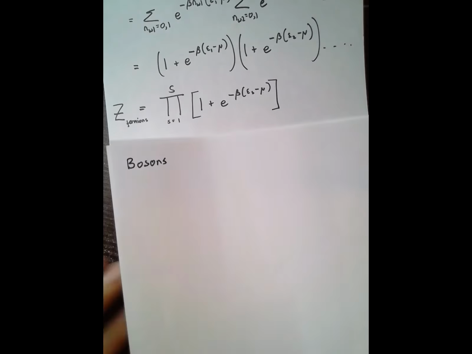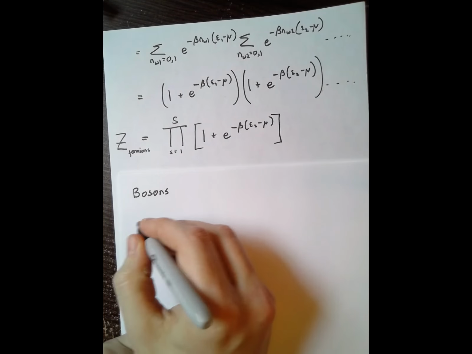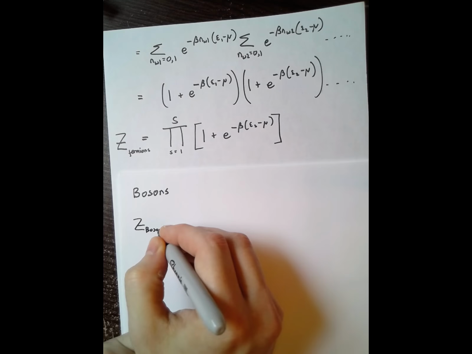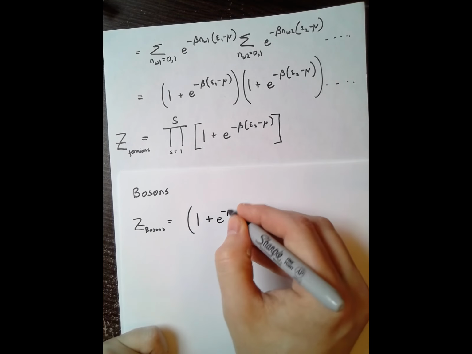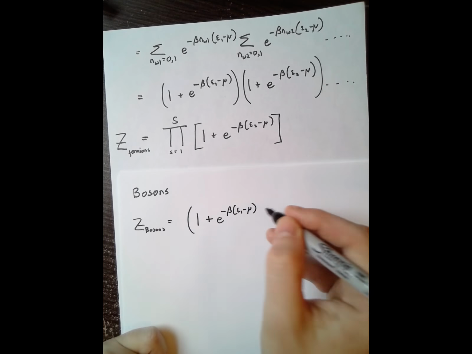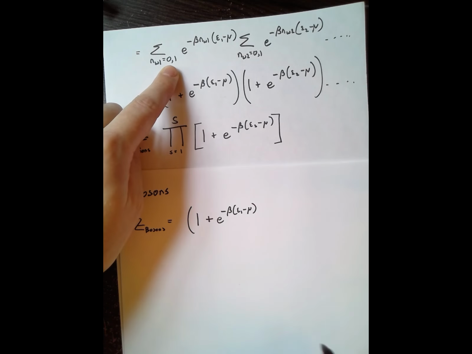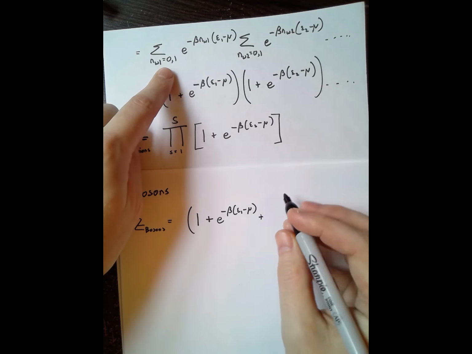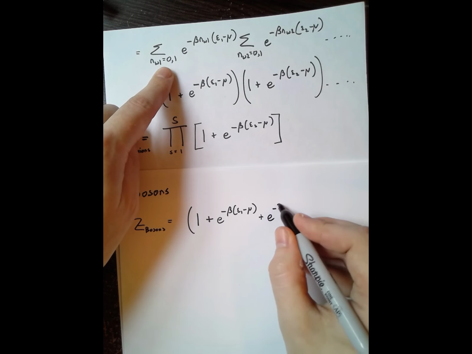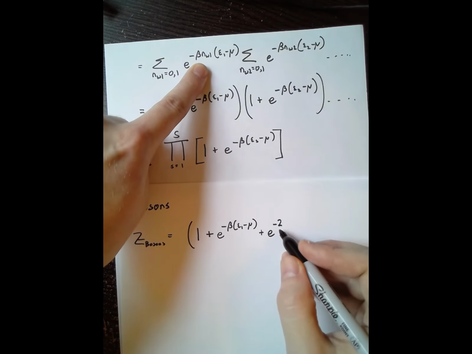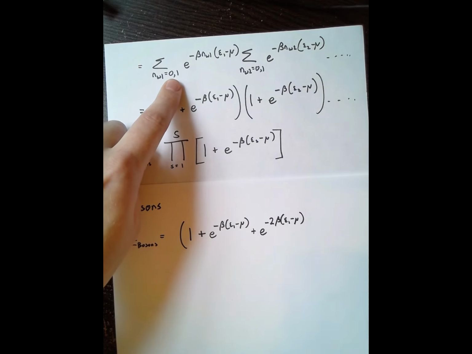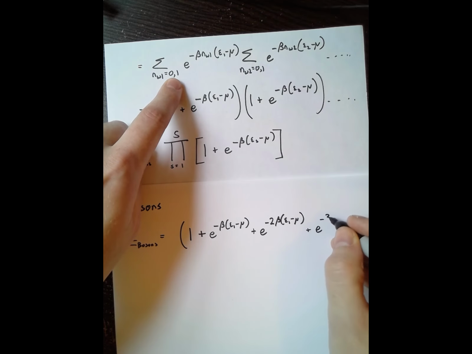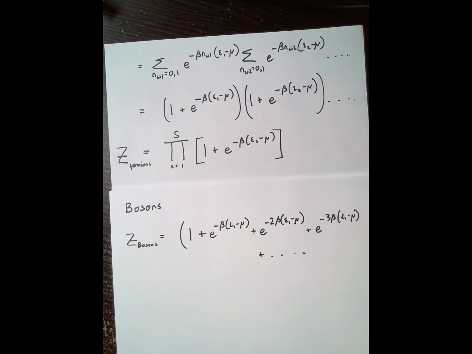But for bosons, what we're going to get is 1 plus e to the minus beta epsilon 1 minus mu. So that's n equals 1. But now we're allowed n equals 2. So that part of the sum is going to give us e to the minus 2 beta epsilon 1 minus mu. And then we've got n equals 3, 3 beta epsilon 1 minus mu. Plus, and so on, up to infinity.